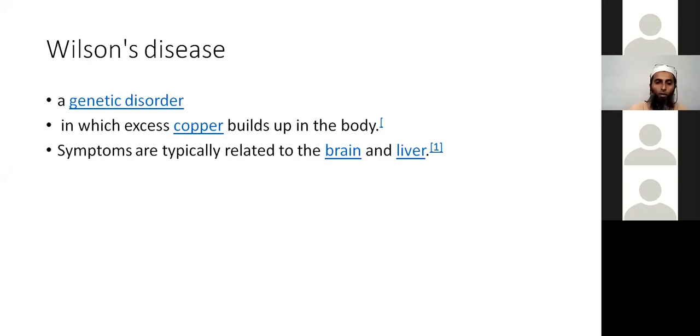So you need to remember Wilson's disease: a genetic disorder, to do with copper and excess copper, which gets deposited in the brain and the liver. All three are very important. If you remember this, you can always get it set up: Wilson's, copper, genetic, and brain and liver.